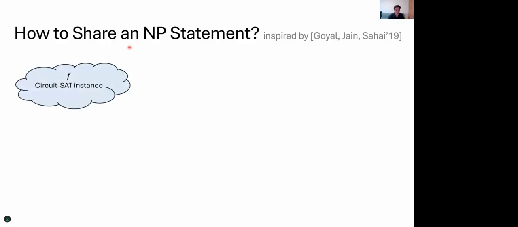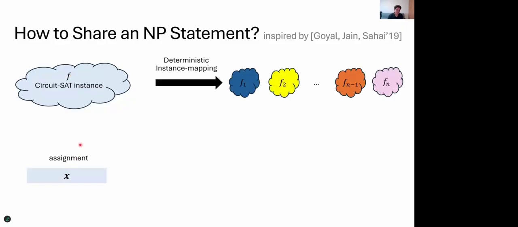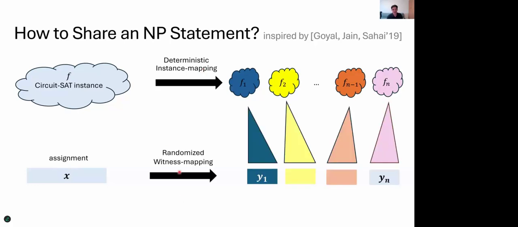So anyway, we want to share an NP statement. Let's say that instead of holding a data item, we are holding a circuit SAT instance. So this is a circuit F and a satisfying assignment X. I want to map the circuit into n circuits, n instances F1 up to Fn. This is going to be a deterministic mapping that everyone can apply. And we're going to have a randomized witness mapping that takes this witness, the assignment, and maps it into n assignments, y1 up to yn.